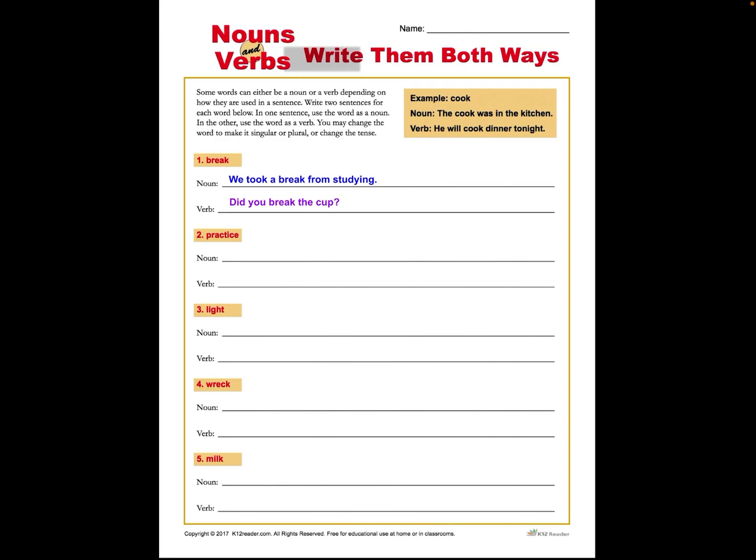Okay? However, if I wanted to use it as a verb, I might use it as an action. Did you break the cup? Break would be the action. Now, I want you to pay very special attention to both of these, because in the noun sentence, we took a break from studying, I used break as the thing or the object in the sentence. However, notice I started the sentence with a capital letter and I ended it with a period. The same thing for the verb.